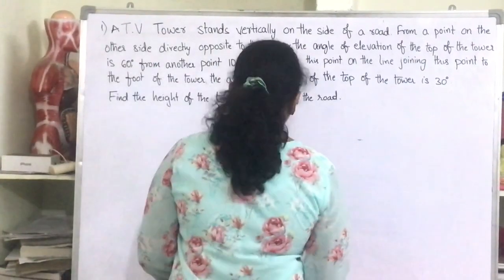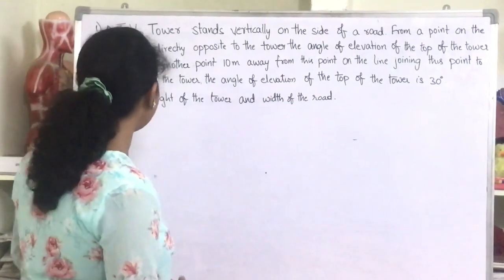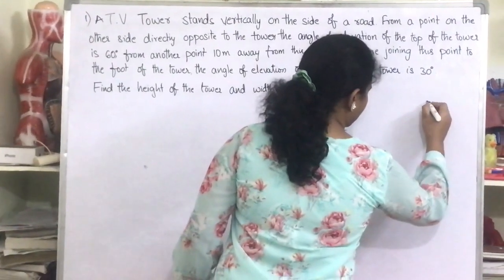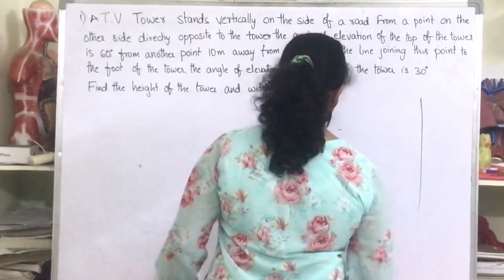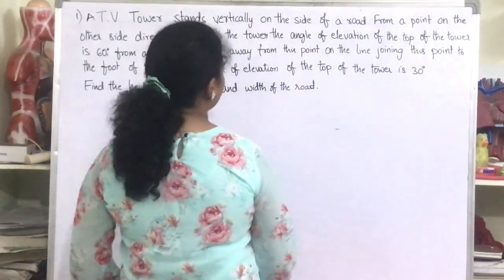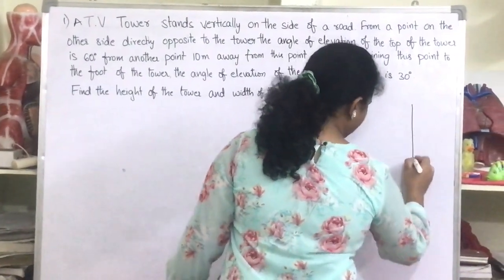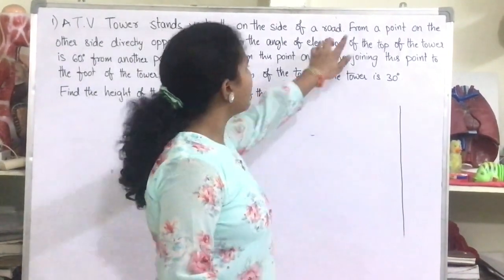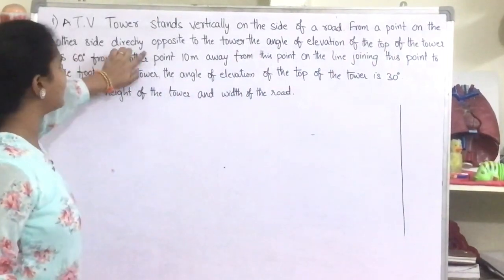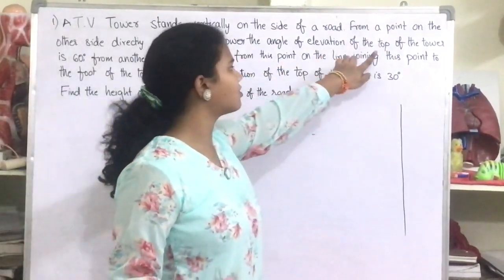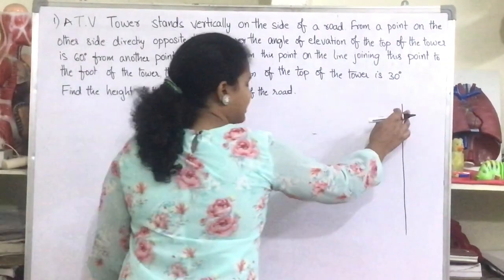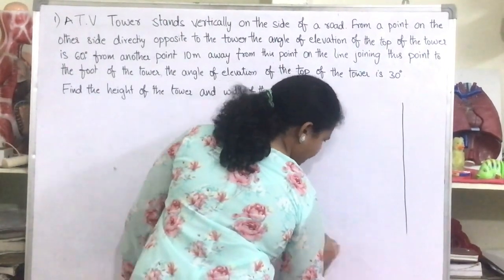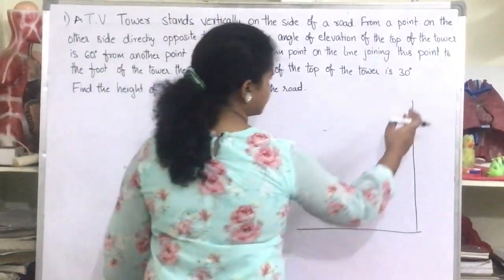Now let's make a picture according to the given data. So first here you have a tower stands vertically on the ground. Here you have a tower. A tower stands vertically on the side of a road. So this is a tower which stands vertically on the side of a road. Now from a point on the other side directly opposite to the tower, the angle of elevation of the top of the tower is 60 degrees. So the tower stands vertically on the side of the road. Thus let's make a road over here. This will be the road and this is the tower.